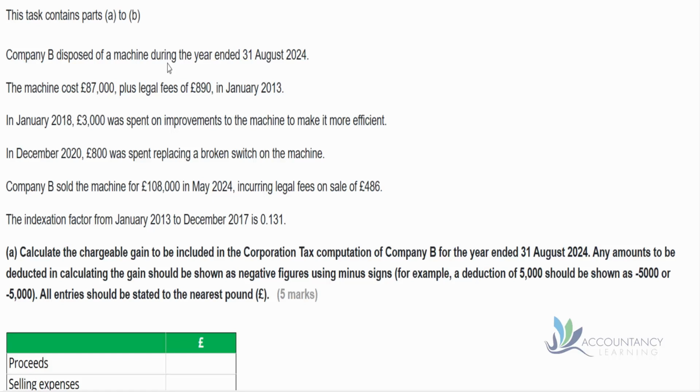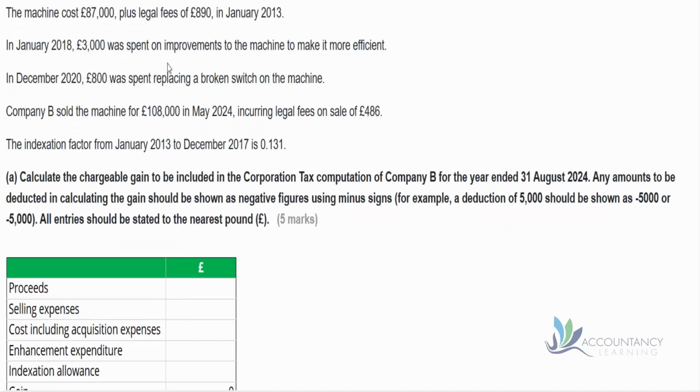So we're told that Company B disposed of a machine during the year ended 31st of August 2024. The machine cost 87,000. Okay, so we should put that, there we are, the cost. So we have a cost of 87,000, so we want to deduct that from our proceeds to work out our gain. But it also tells us this, we have legal fees of 890.